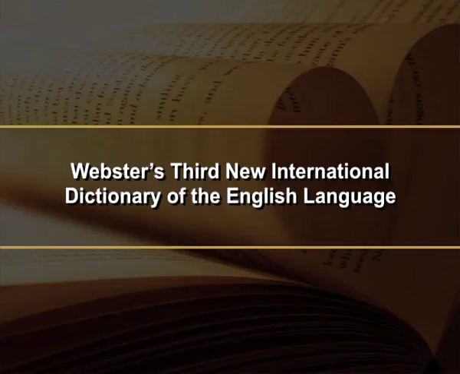Webster's Third New International Dictionary of the English Language. It was published by Merriam of Springfield in 1961. It was first published in 1909, the second edition in 1934, and the third in 1961. It is the oldest and the most famous American dictionary. It is the only true unabridged dictionary of the English language.